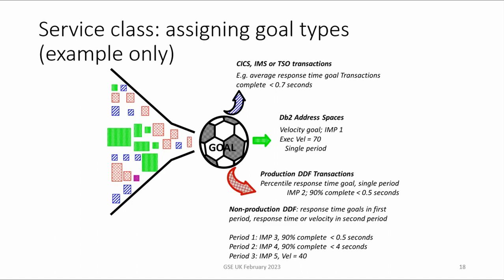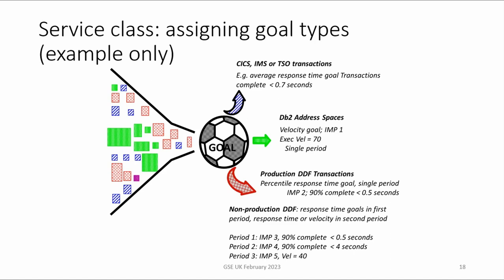This or that or the other CICS region may have transactions that are all fairly similar. They would all expect to behave similarly, so an average goal works for them. The DB2 address spaces themselves are going to run at importance 1 with a velocity goal. My example here is execution velocity of 70 in a single period. My production DDF transactions will run at importance 2, right?